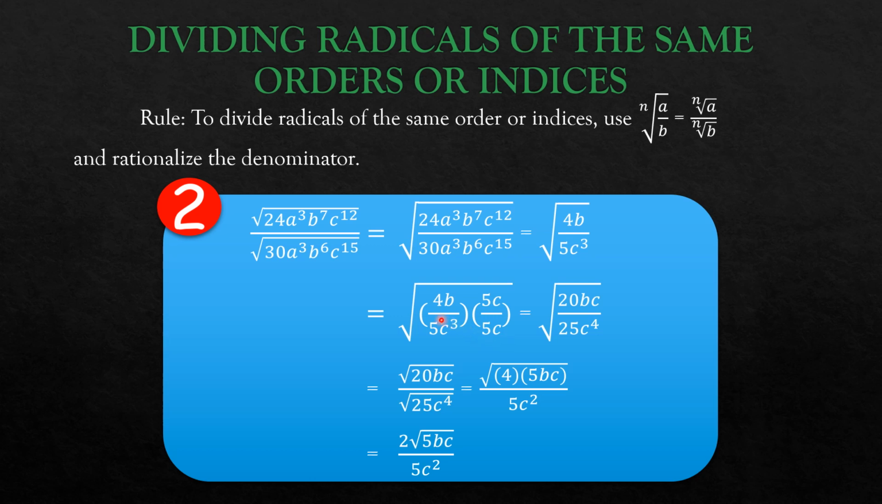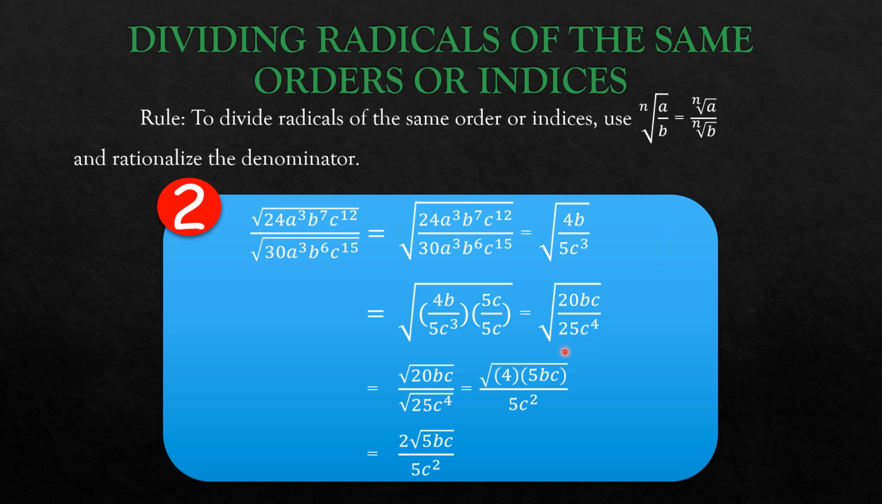And then, multiply the numerator with the numerator and the denominator with the denominator. So, 4b times 5c is 20bc. And then, 5c cubed times 5c. So, 5 times 5 is 25. c cubed times c is c raised to 4.